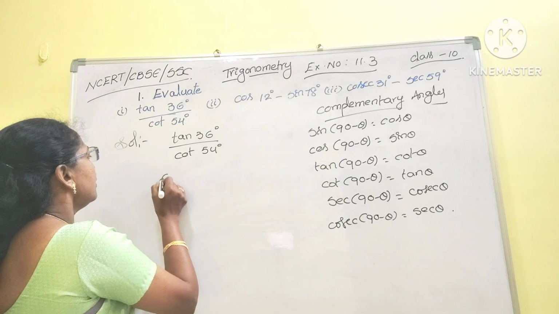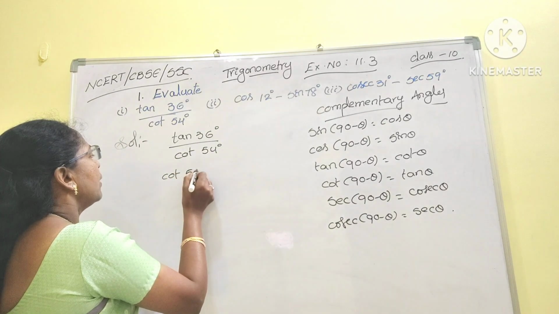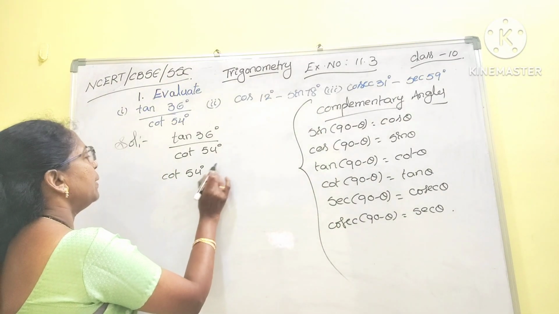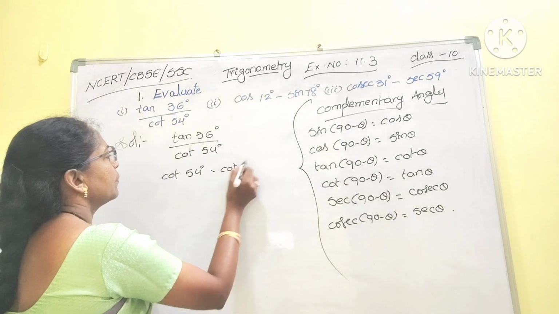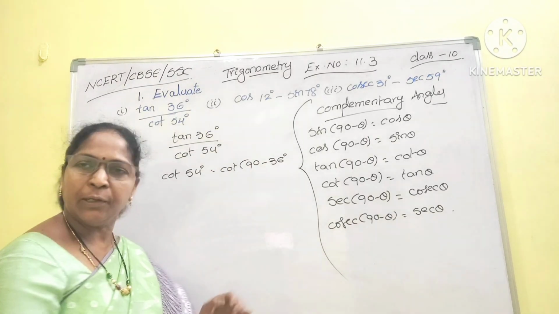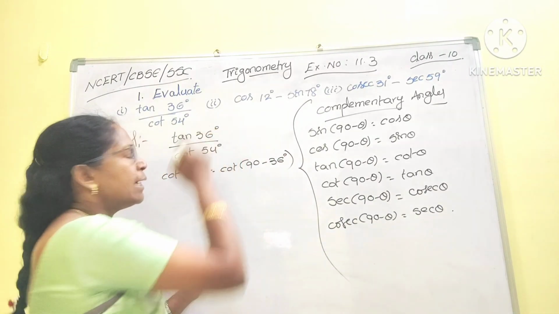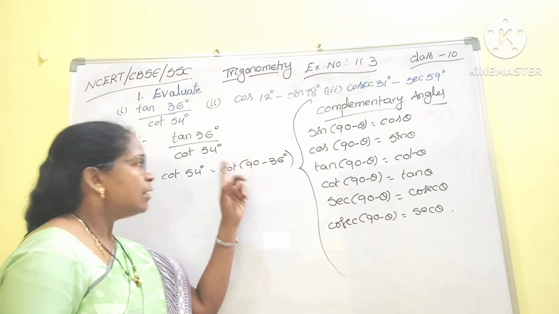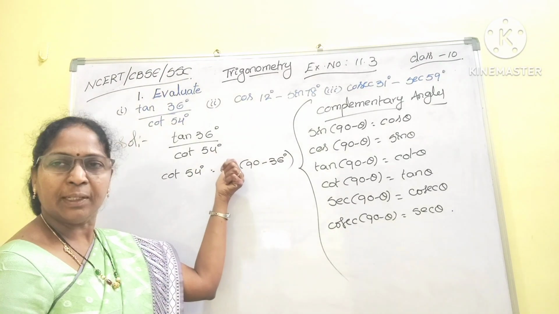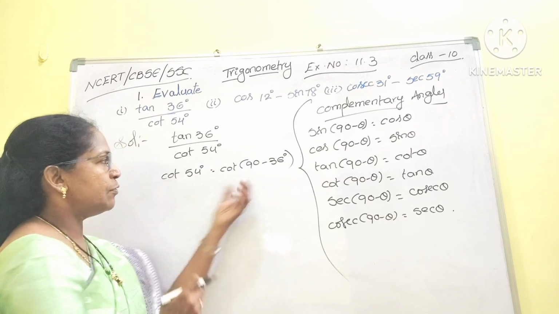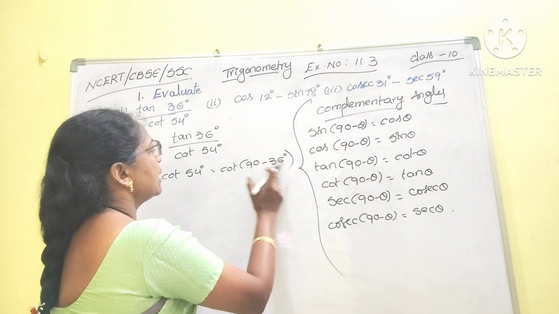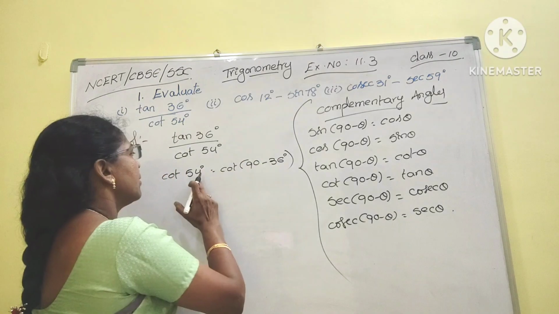So cot 54 degrees, how can you write this? Cot 54 can be written as cot(90 minus 36). There is no need to think, directly the other angle is 36 degrees. If you subtract 36 from 90, then you will get 54 degrees. For getting 54, I have written it like this. So cot(90 minus 36), and 90 minus 36 equals 54.